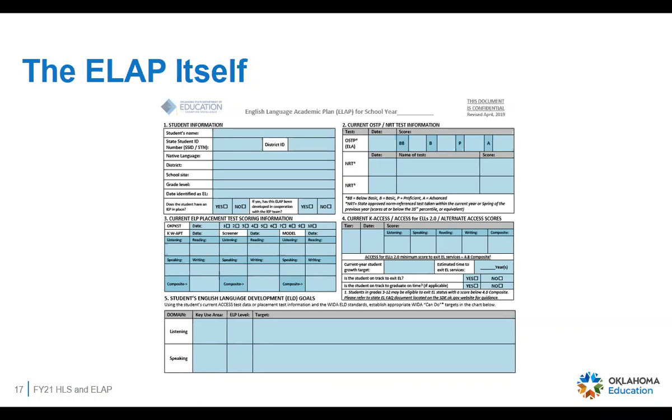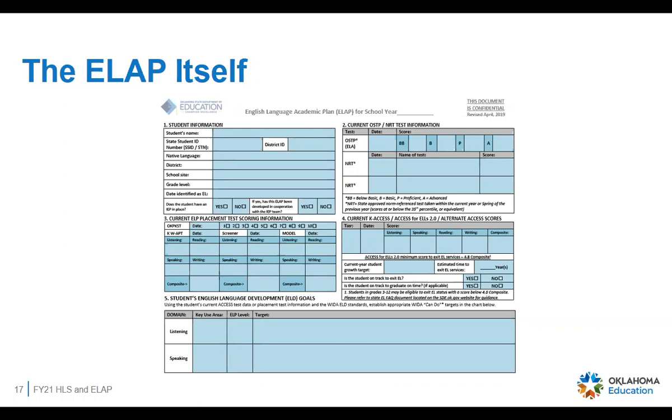Section 3 then has a place for showing scores on the placement test, the screeners. And number 4 then shows the most recent WIDA ACCESS scores. So this is clearly for someone who is already in the program, because if you identify someone for the first time, they're not going to have ACCESS scores. But remember, the ELAP has to be updated on a yearly basis. So as kids work their way through the program, you'll have that information.